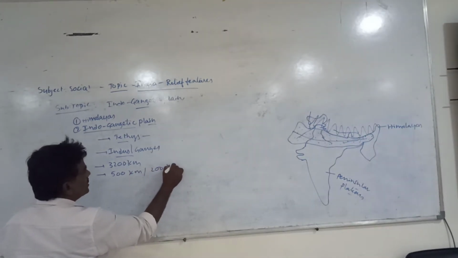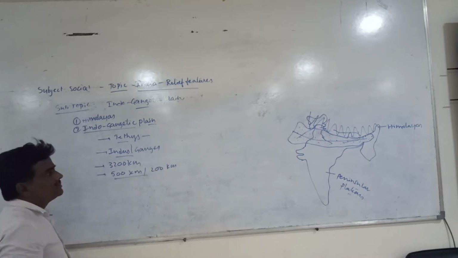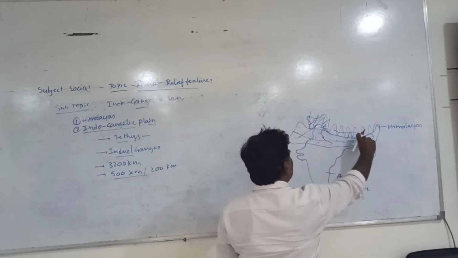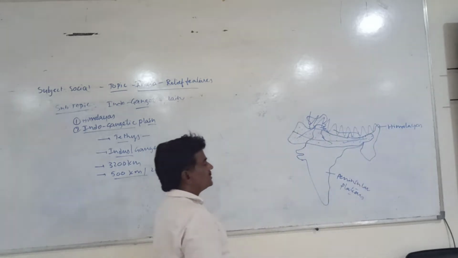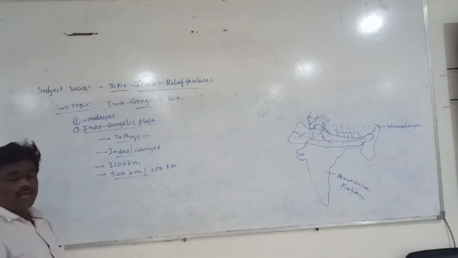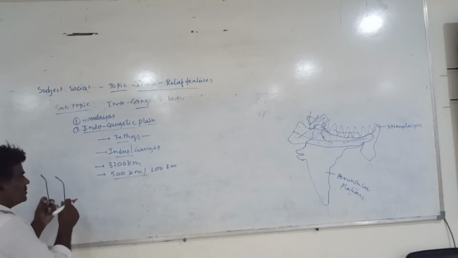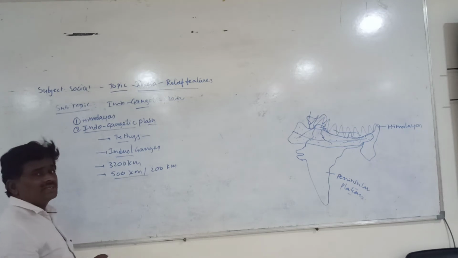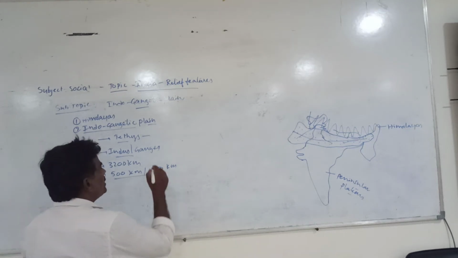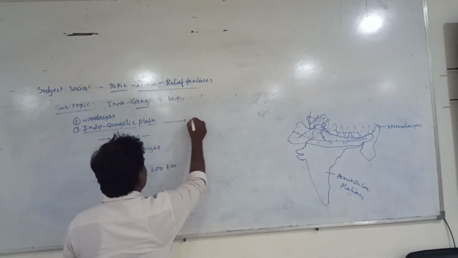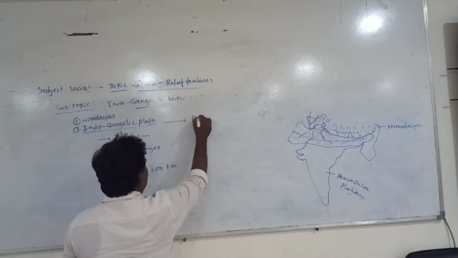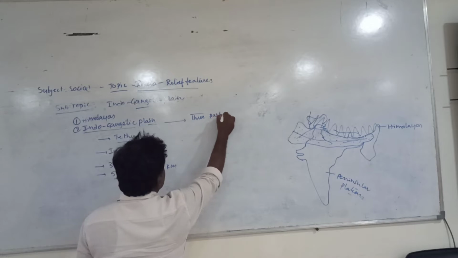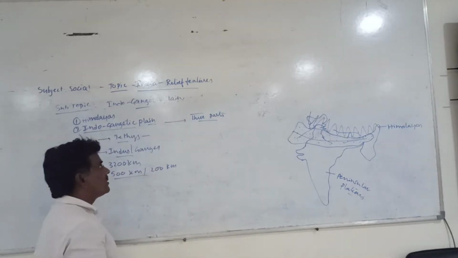Towards the east it is 200 kilometers. So the width is more in the middle and the western side. Towards the east the width is less. So we are talking about the Indo-Gangetic Plains, right? These Indo-Gangetic plains, which are formed by the Indus and Ganges, can be divided into 3 parts.